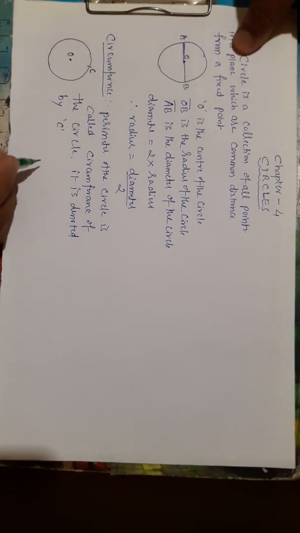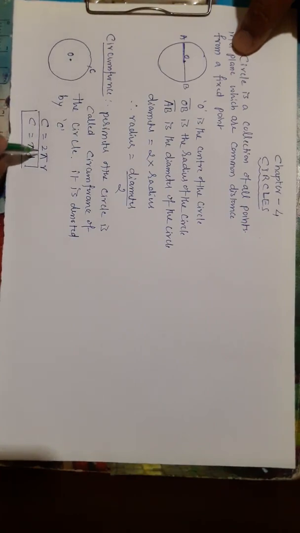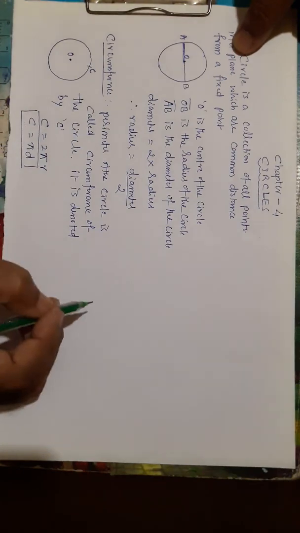Formula to find the circumference of the circle: C is equal to 2 pi r. 2 into radius makes the diameter, so C is equal to pi d. C equals 2 pi r or C equals pi d.